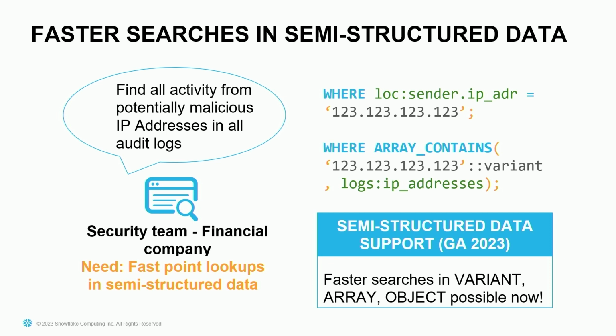And this is how their queries would look in Snowflake. If this IP address was stored in a variant, it would look like the first one over there, whereas if it is stored in an array, it would most probably look like the second. So these kinds of searches are much faster with search optimization support for semi-structured data.